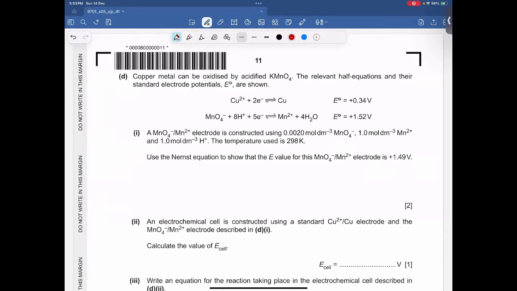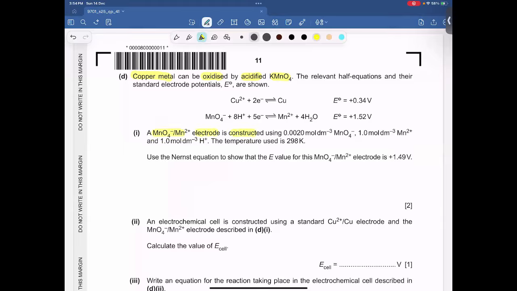Okay. Copper metal can be oxidized by acidified KMnO4. Copper is basically a reducing agent. Manganate ions is basically an oxidizing agent. So it is going to be the redox reaction. The half equation for copper ions and manganate 7 ions is already given. And both the electrode potentials have positive SEP values, right? MnO4 negative, Mn2 plus.